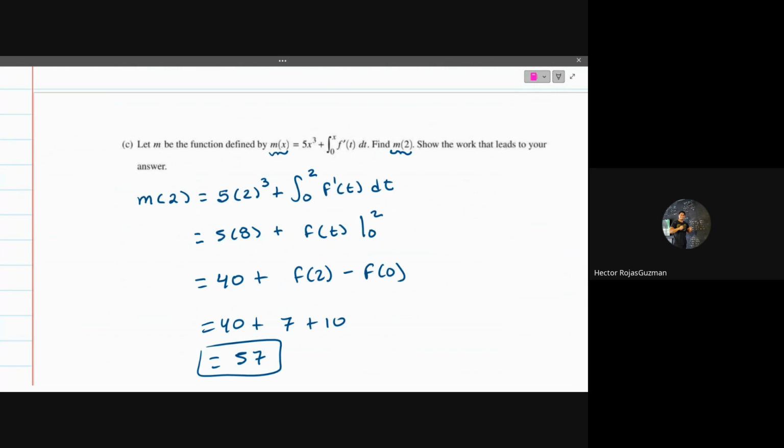Wait, give me a second. F of 0 is 10, but I changed the sign right here. It should be minus 7 minus 10. So then we have 47 minus 10, 37. Oof, almost missed it.